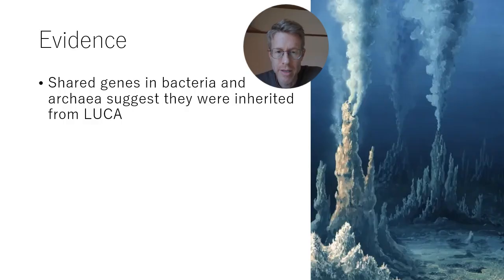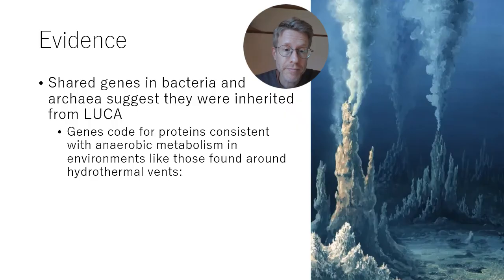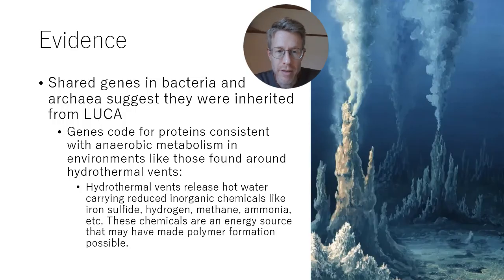So what's the evidence for this? One is that bacteria and archaea contain genes, and we think the first life forms were similar to bacteria or archaea, or a combination of both. When we look at the genes in bacteria and archaea that they share, suggesting that they got them from a common ancestor like Luca, those genes code for proteins that are necessary for a kind of anaerobic metabolism, so no oxygen, in environments like those found around hydrothermal vents. We find these genes that code for proteins in bacteria and archaea, and all of them have them, so that's probably what Luca had.